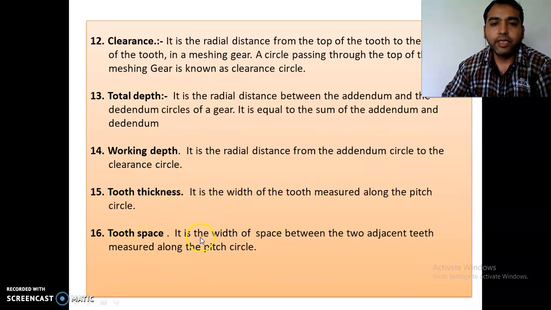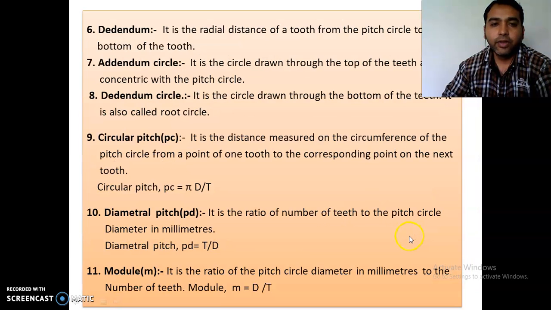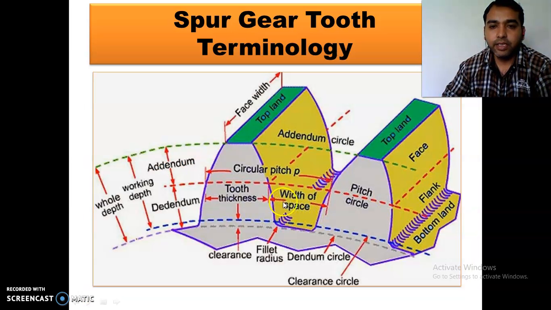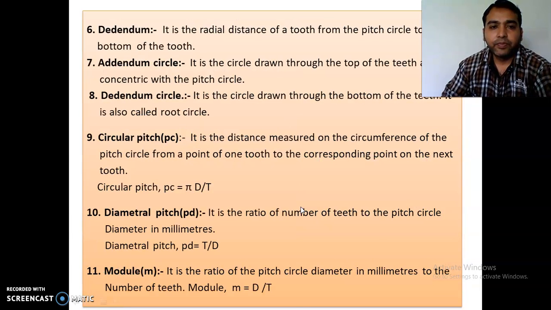Now, tooth space. It is the width of space between the two adjacent teeth. This is the width of space which is measured along the pitch circle. That space is called as tooth space. Okay.